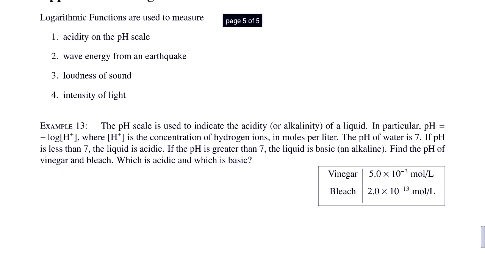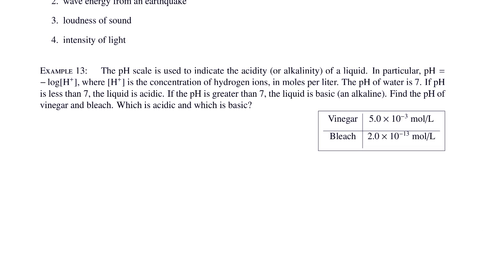Let's look at one of these examples with the pH. The pH scale is used to indicate the acidity or alkalinity of a liquid. In particular, pH is equal to the negative common log of the concentration of hydrogen. Okay, so the symbol bracket H plus bracket, that is the concentration of the hydrogen ions in a liquid. So you may remember this from chemistry. H plus is the hydrogen ion. And then if you put brackets around something like that, you're asking for the concentration in moles per liter or some other units. Now they baseline this with a pH of 7, that's water.